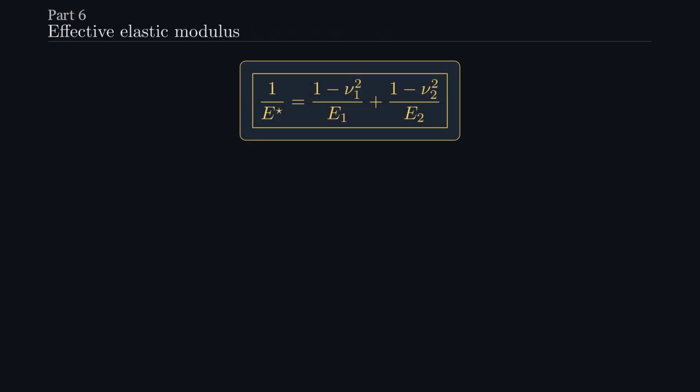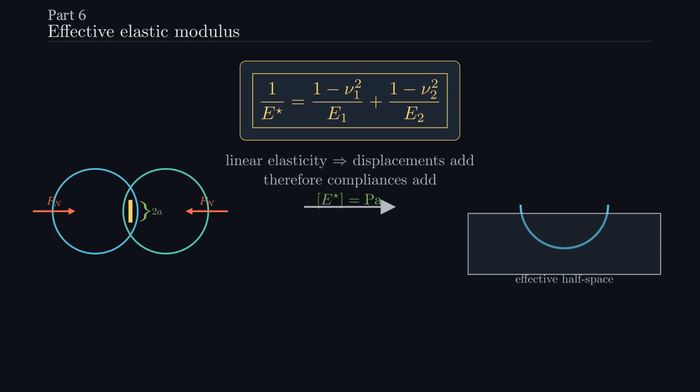Both bodies deform. Under linear elasticity, the normal displacements caused by the same pressure distribution add. That is why elastic compliances add and the formula is written for 1 over E star. E star is the effective Hertz modulus, with units of pressure.